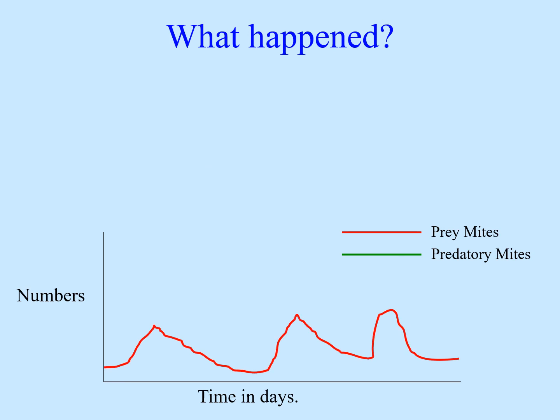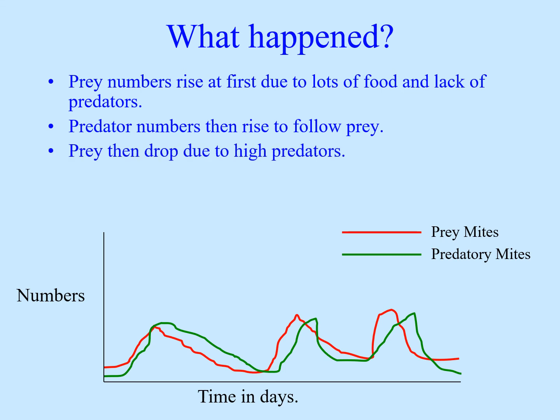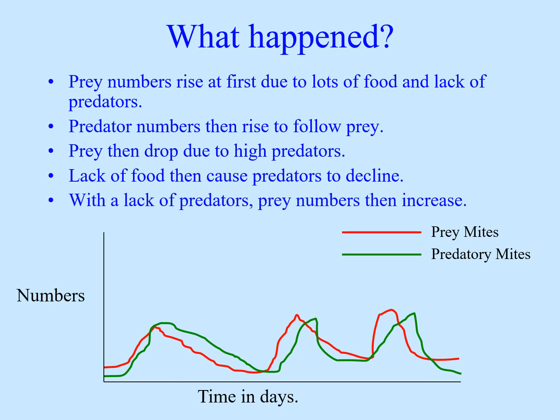And what happened was the prey mites' numbers went up and down and the predator mites' numbers followed as well. So we saw that the prey numbers rise at first because there was a lack of predators and lots of food, but then the predators were introduced and their numbers increased because they had lots of prey to eat. Then the prey obviously disappeared, so the predator numbers dropped, and then when the predators decreased, the prey numbers could increase as well.